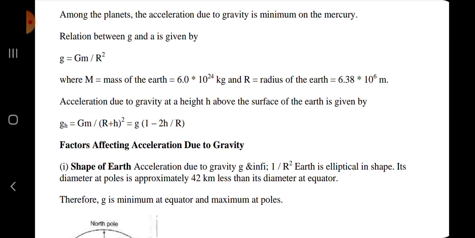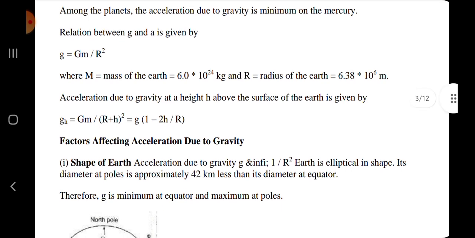Among the planets, the acceleration due to gravity is minimum on Mercury. Relation between small g and big G is given by g = GM/R², where M is the mass of Earth, that is 6.0 × 10^24 kg, and R is the radius of Earth, that is 6.38 × 10^6 meters.